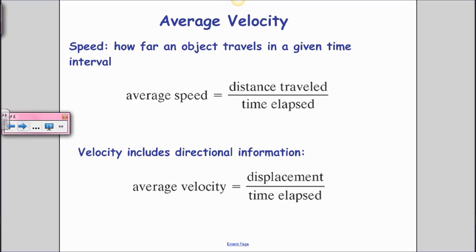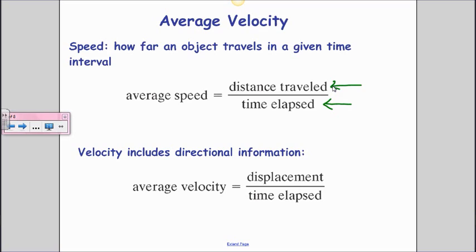Well, remember in the last lecture we talked about the difference between a vector and a scalar, and I mentioned speed and velocity. So speed is how far an object travels in a given time. You take the distance traveled and divide by the time elapsed. It doesn't matter what direction you're going in. You could be going to the moon and back, but your speed will just be the total distance traveled over the time it takes.